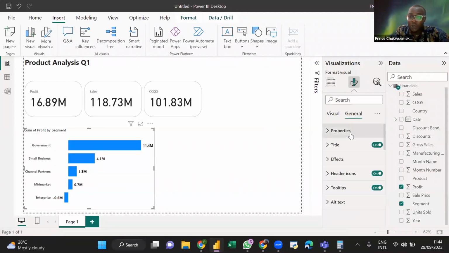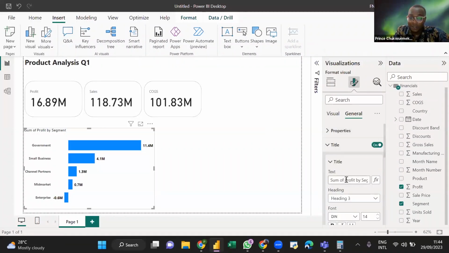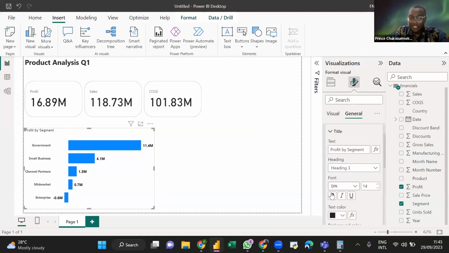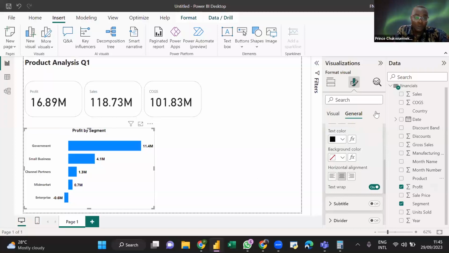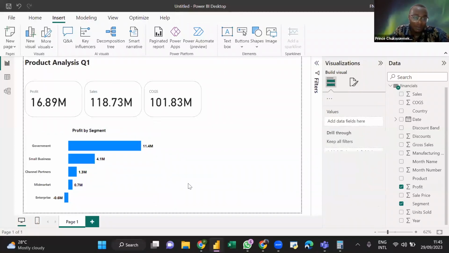Then I would also want to edit the title of my chart. I don't want it to be sum of profit by segment. So let's just do profit by segment. Then we can also bold it and increase it. And I always love it to be in the middle. My chart title should always be in the middle. This is just my personal preference.